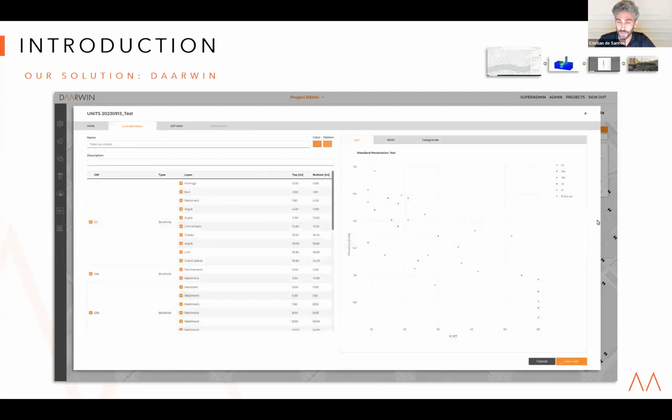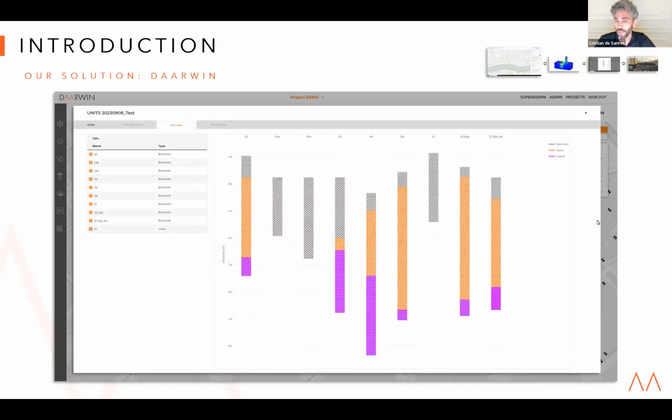by analyzing different boreholes, different in situ tests, laboratory tests, and so on. So basically here you are seeing results from SPT tests from different boreholes, with the aim of creating your ground model to start making your calculations and your predictions.